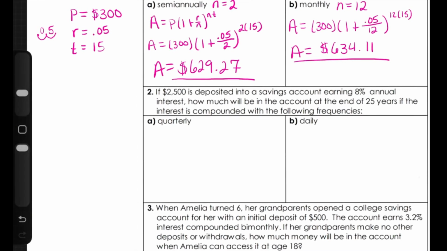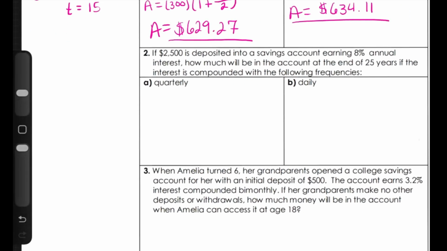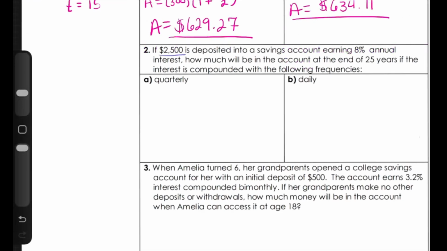Okay, here I'm going to set up part of it, do A with you guys, and then I want you guys to go ahead and try B on your own, and while you're at it, try 3 as well. But let's go ahead and get into it. Here we have 2,500 deposited into savings. Now this right here is going to be our principal or our initial amount. So off to the side, I'm going to write P is equal to 2,500.